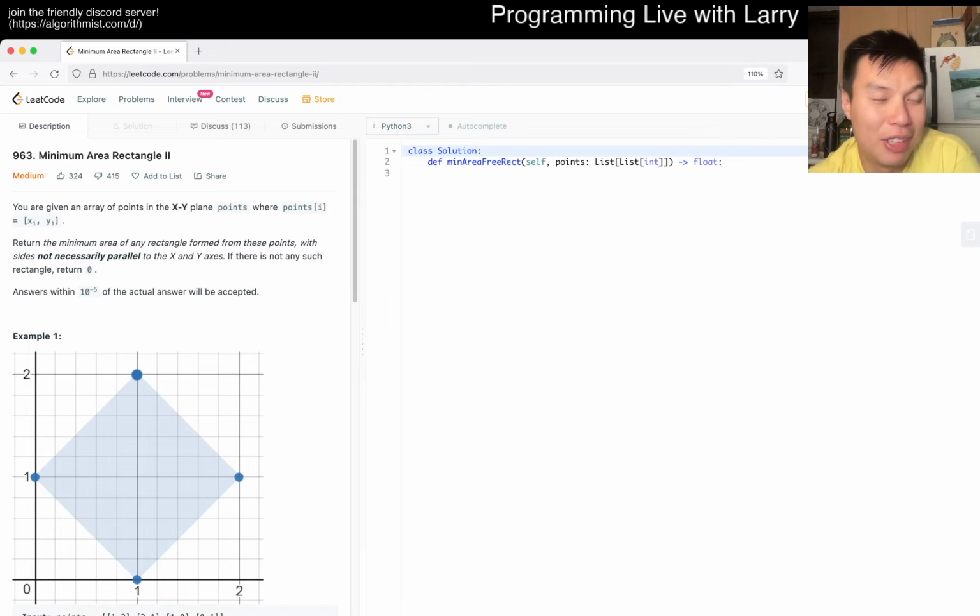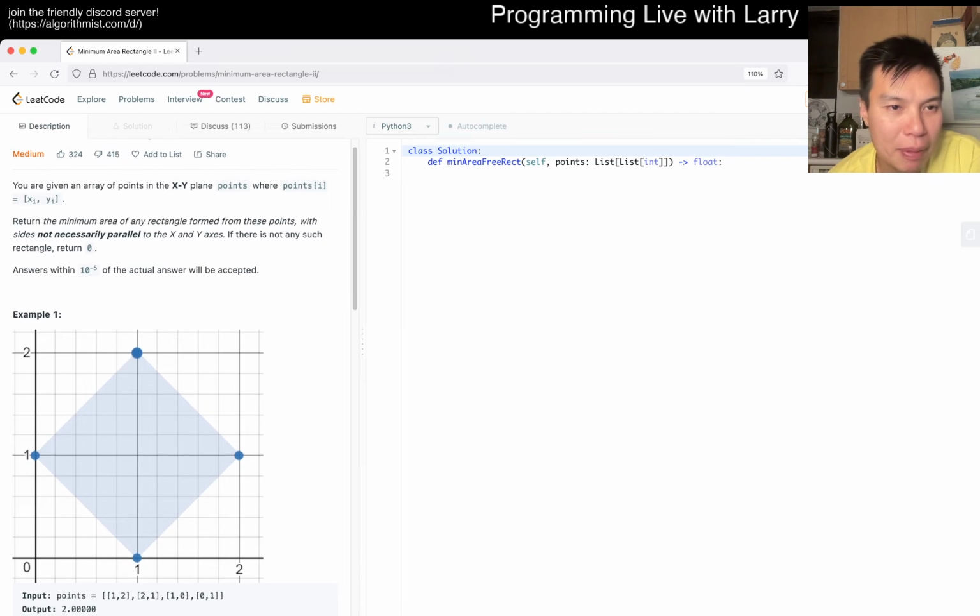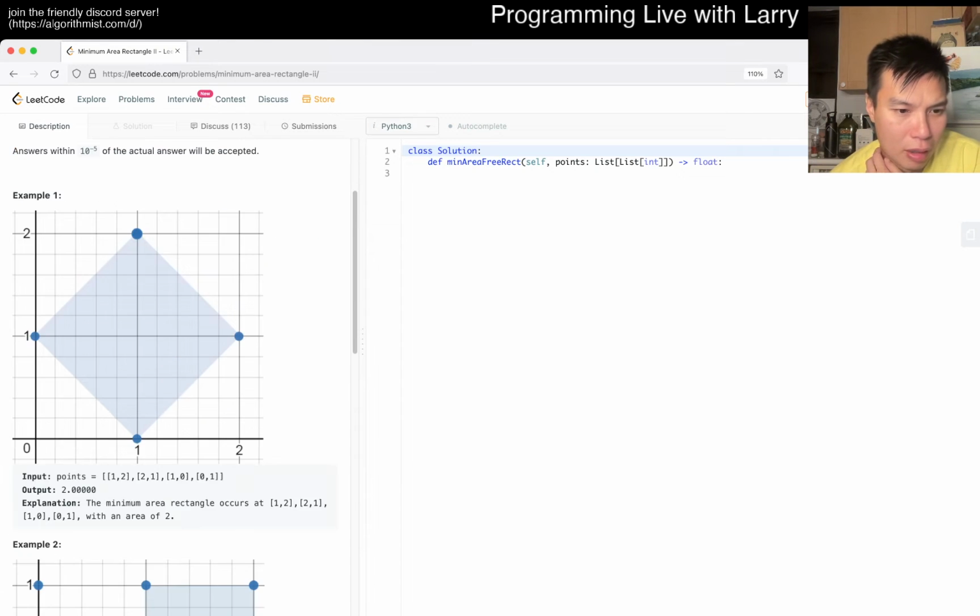So today's random problem is 963, Minimum Area Rectangle 2. Let's see, given an array of x, y points where points[i] equals x_i, y_i, return the minimum area of any rectangle formed from those points, given that the sides are not necessarily parallel. Okay.